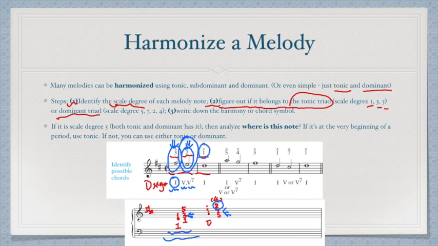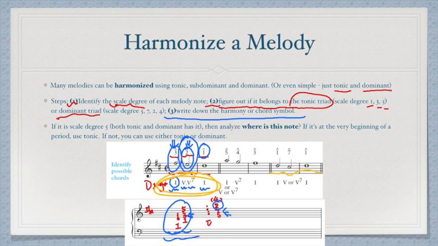And then look at this last note in this melody. This is scale degree 1. So only the tonic triad has scale degree 1. So we can harmonize this note by using the tonic harmony. Of course, we've already talked about the third step, which is to write down those harmony or chord symbols. Let's look at another example.